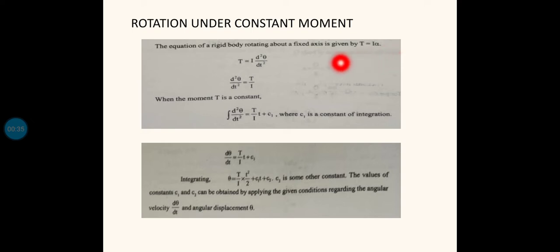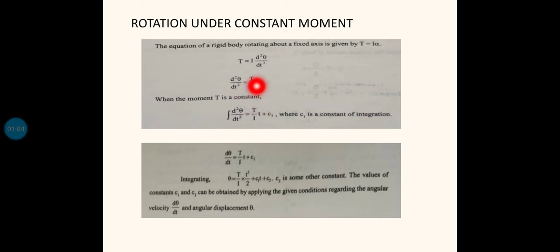Now this equation can be written as T = I d²θ/dt². We are replacing alpha by d²θ/dt², where theta is the angular displacement. This is also a fundamental relation, that is alpha = d²θ/dt². So the equation becomes T = I d²θ/dt². Therefore d²θ/dt² = T/I.